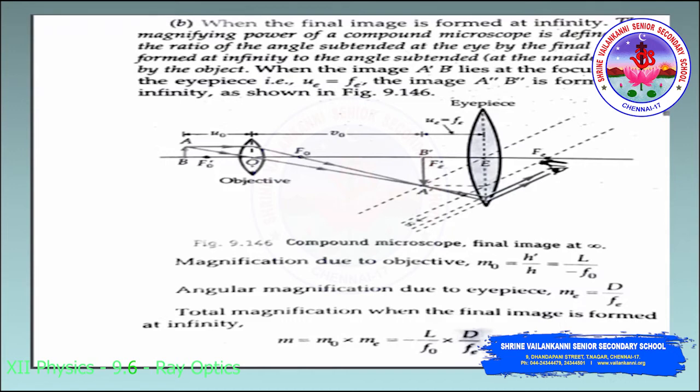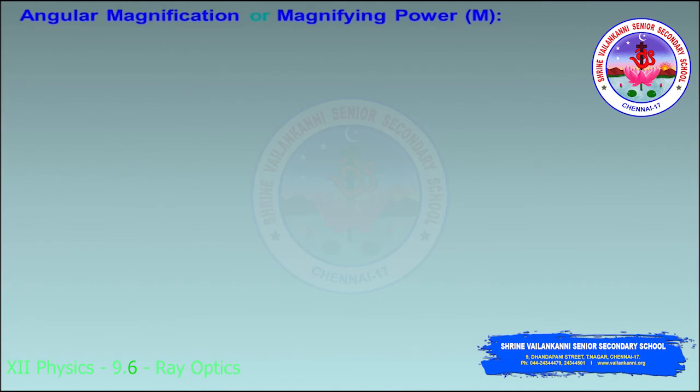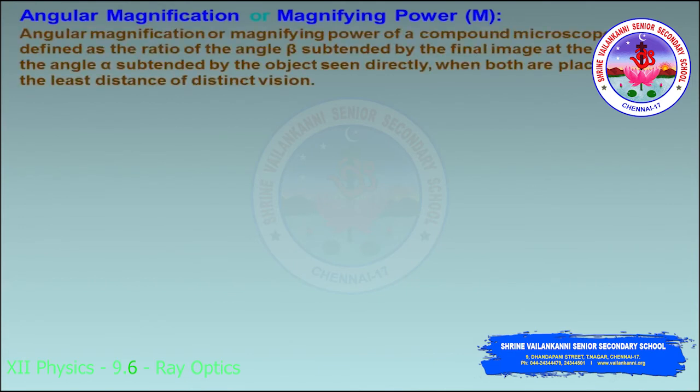Here, for the total magnification when the final image is formed at infinity, M is equal to M0 into ME, which is equal to minus L by F0 into D by FE, because ME is D by FE and M0 is L by minus F0. Both are needed for the magnifying power. We will now see the derivation for the angular magnification or magnifying power.